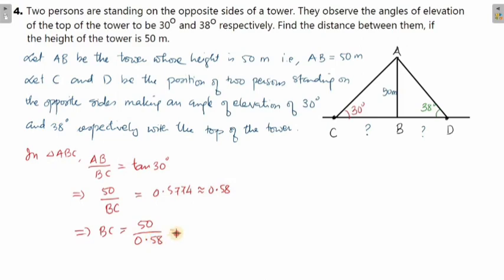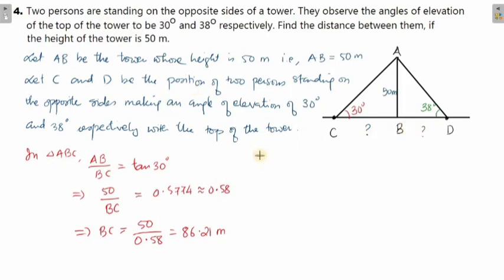So when you simplify this, when you divide 50 by 0.58, I'm just writing the approximate value, you will get around 86.21. Okay, so this is the length of BC. Now let me find what BD is.